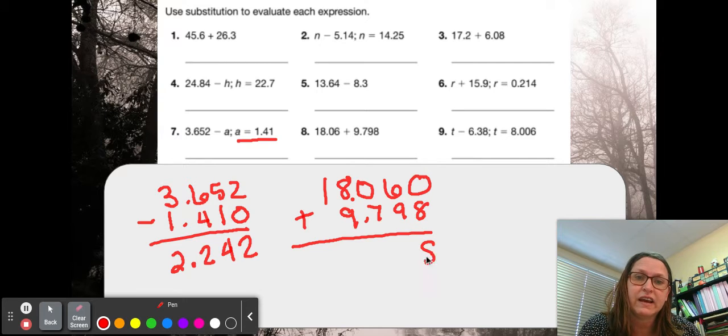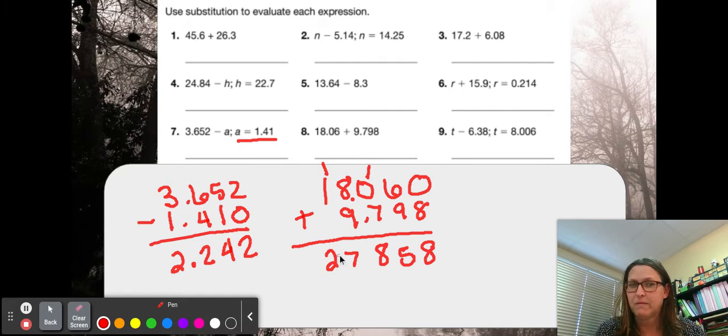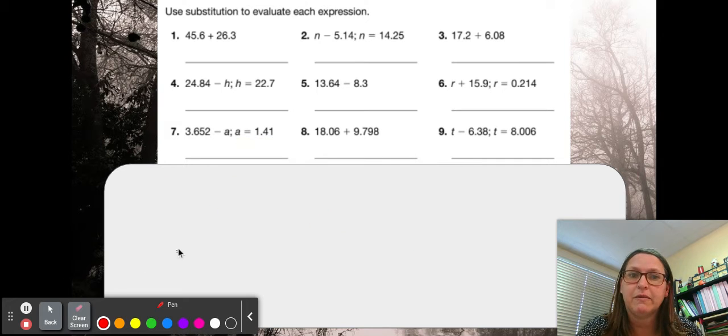So 0 plus 8 is 8. 6 plus 9 is 15. 7 plus 0 plus 1 is 8. 8 plus 9 is 17. And 1 plus 1 is 2. Step 4 is I add my decimal point at the end. Perfect. We've got one more problem on this slide before we move on.